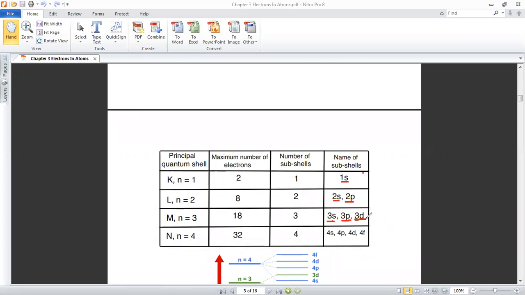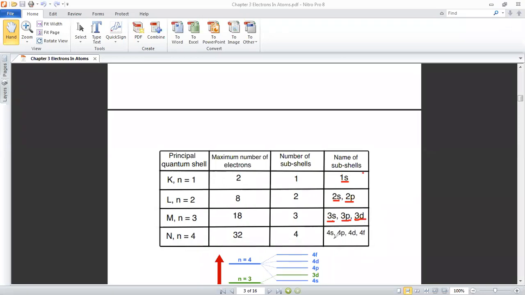1s means that we are dealing with the electron in S subshell of first principal quantum number. When we say the second principal quantum number has two subshells S and P, we denote that as 2S and 2P. Then when we go to the third shell and we say that it has 3 subshells, it means that they have 3S, 3P, and 3D as well.